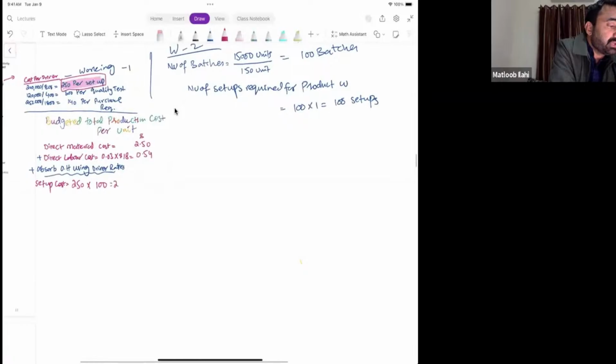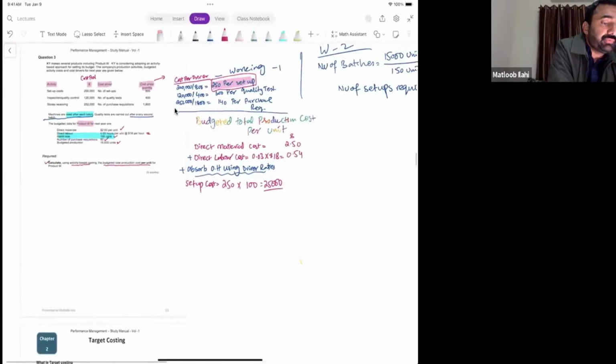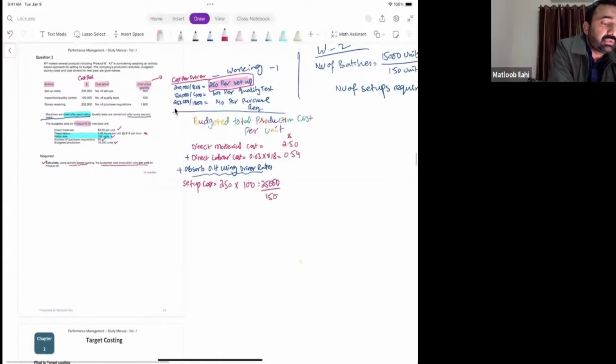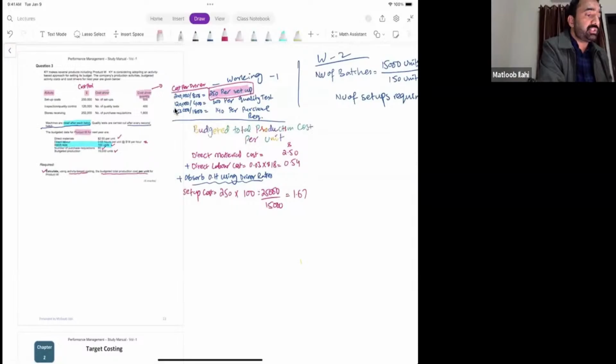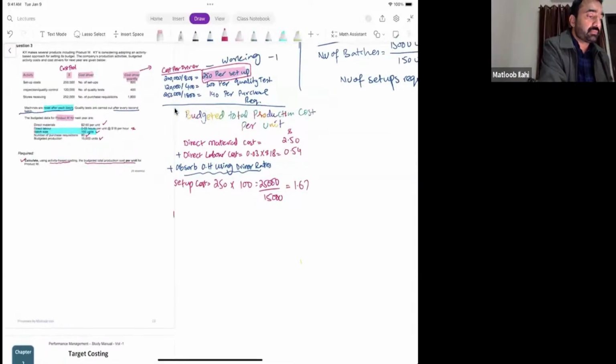Or we can calculate this per unit. This is 25,000 divided by the number of units being produced, which is 15,000. Please calculate this. 25,000 divided by 15,000, how much is it? Quick. It is 1.67. Okay, we can use 1.67. Next is inspection cost.